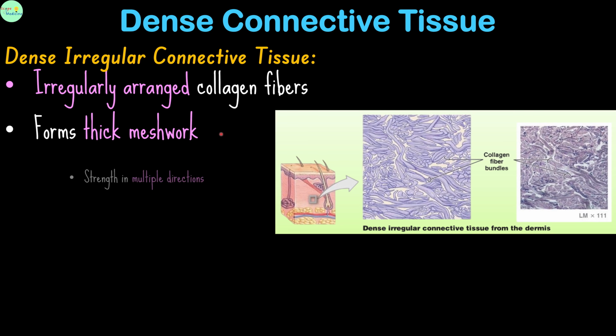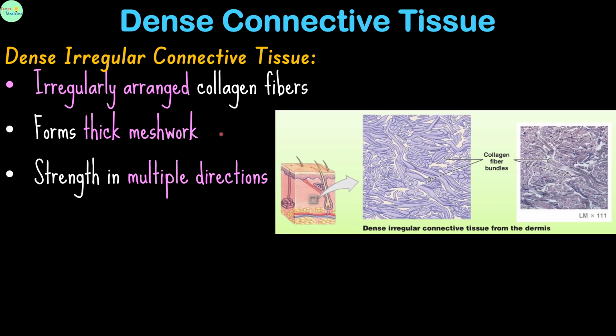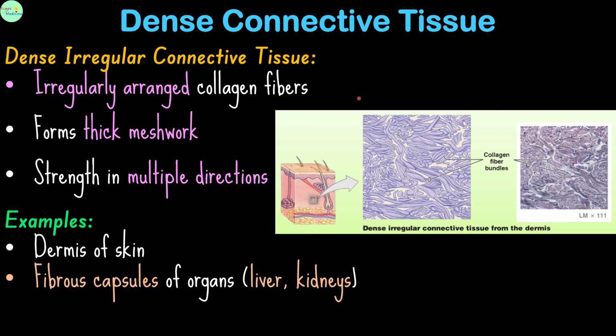This organization provides substantial strength in multiple directions, making it ideal for structures that must withstand stresses and tensile forces from various angles. Examples include the dermis of the skin, which must resist tearing and shearing forces from many directions during movement, stretching, and external trauma, and the fibrous capsules that surround and protect organs such as the liver, kidneys, spleen, and testes, as well as the capsules that enclose diarthrodial joints such as the knee, shoulder, and hip, providing structural integrity and containing the synovial fluid.